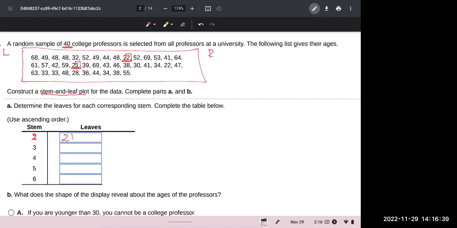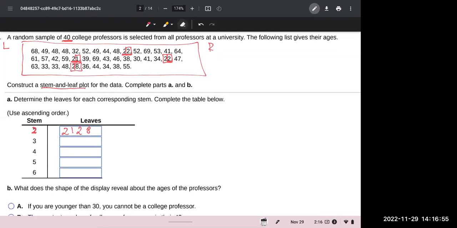Then the next one, it's 22. So the leaf will be just the ones digit, so we have 2. And the next one, it's 28, so the leaf will be 8. And that's it.